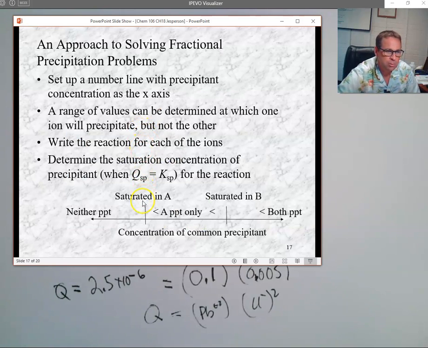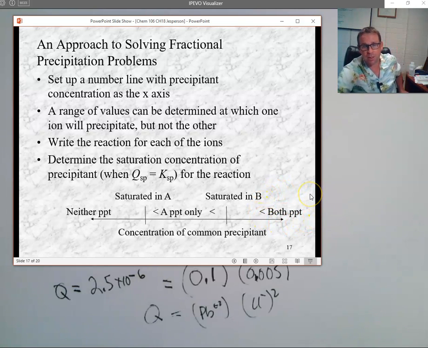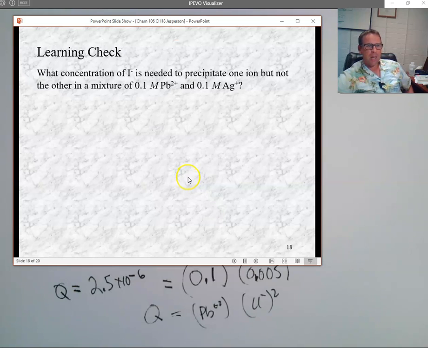So, for example, like we just said, you'll find a concentration of your products in which neither will precipitate, and obviously there will be a concentration in which both of the Q's will be greater than the KSPs. But because the two different ions will have different KSPs, there will also be a region where only one of your ions will precipitate. And we can identify that scenario.